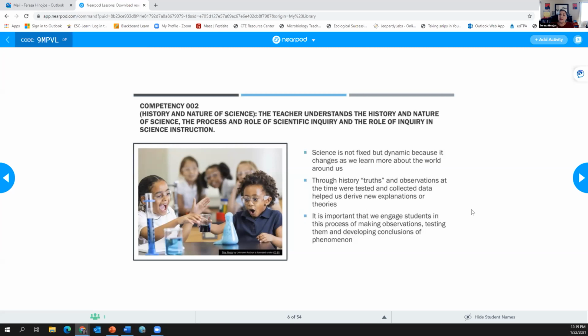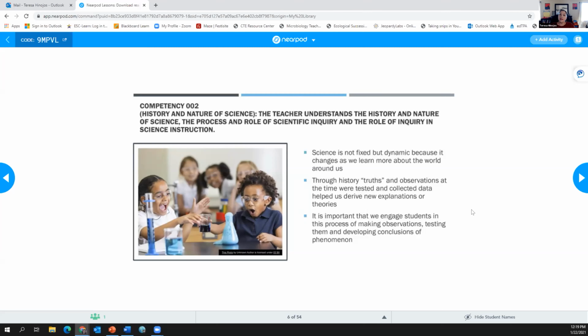And so science is very dynamic because we're always learning more. Technology is always advancing. And so stuff that you may have learned in high school may be a little bit different. I know when I was in high school, we only had a certain number of elements, and now we have more, so things are always going to be changing.